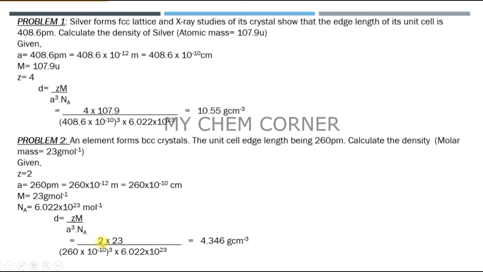Instead of Z we have 2. Instead of M we have 23 divided by, instead of A we have 216 × 10 to the power minus 10 the whole cube into Avogadro's number. Cube it. You have to calculate the entire part and you will get your answer as 4.364346 gram per centimeter cube.